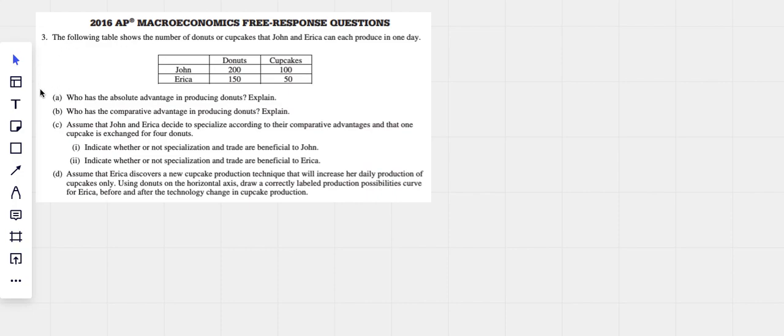AP Macro number 3, obviously comparative advantage. John and Erica are doing donuts and cupcakes. They can produce each in one day. This is an output problem. Using equal resources, John and Erica are both one human. They can compete on producing the output. The output implies whoever produces the most has absolute advantage.